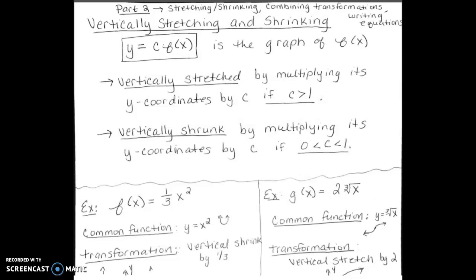To apply a vertical stretch or shrink, you multiply the y values by c. We just call it a stretch if the c is larger than 1, and we call it a shrink if the c is between 0 and 1.